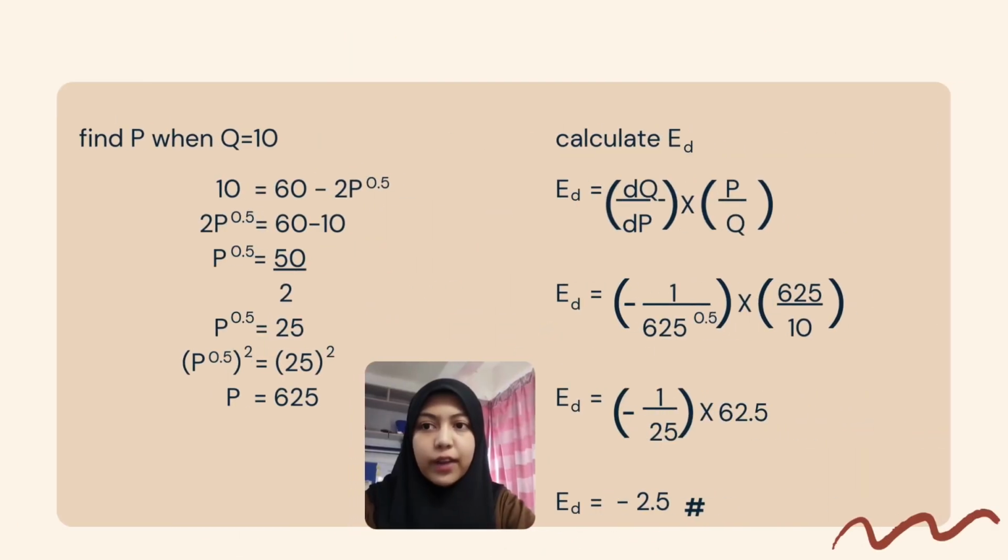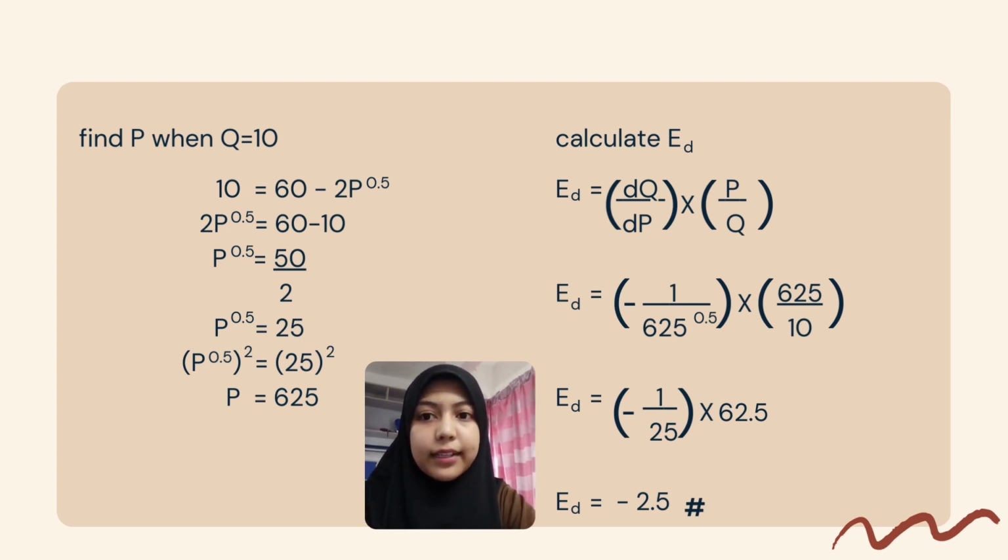The second step is we need to find p when Q equals 10. So we substitute into the demand function Q equals 60 minus 2p to the power of 0.5 and set it equal to 10. So we will get 10 equals 60 minus 2p to the power of 0.5. We will need to solve the equation until we get p equal to 625. Then, after we get the p when quantity is 10, we will need to calculate the price elasticity of demand, which the formula is dQ per dP times P per Q.